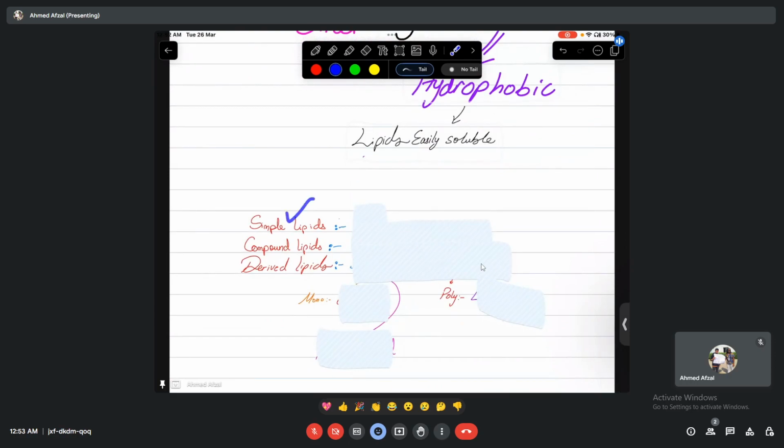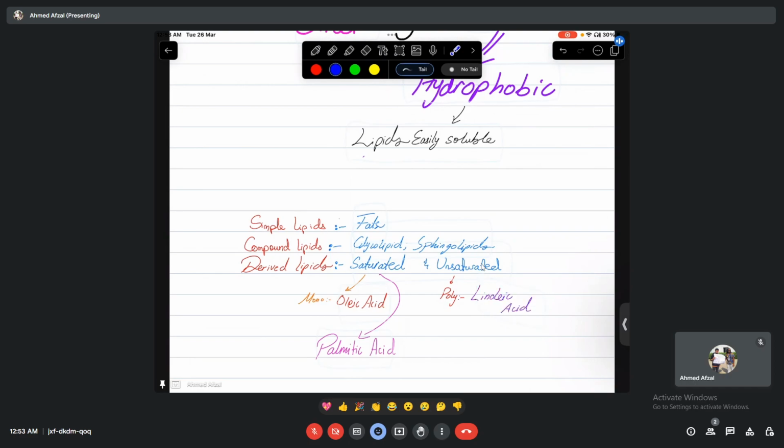And finally you have types. So you have simple lipids, compound lipids, and derived lipids. Simple lipid would be the fat itself, the compound lipids would be the glycolipids or sphingolipids, while the derived lipids would have two types, which is saturated and unsaturated. An example for monounsaturated would be oleic acid, and another example would be palmitic acid. While polyunsaturated fatty acid would be the linoleic acid.